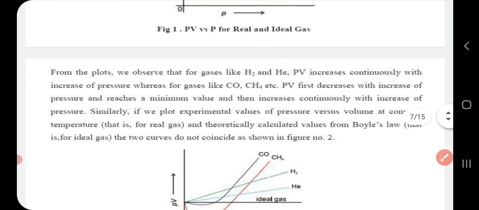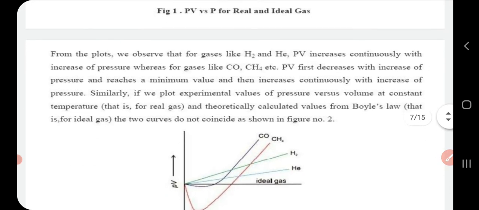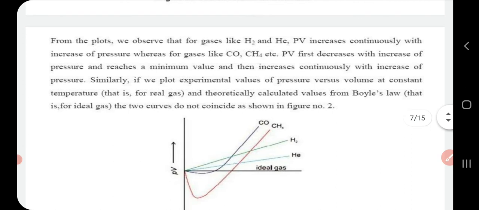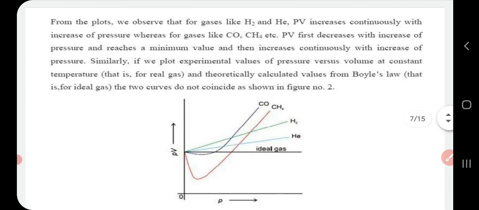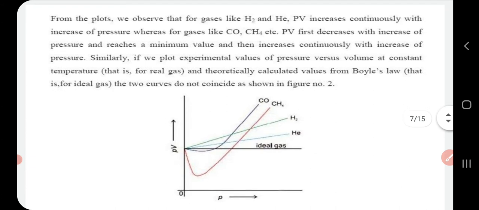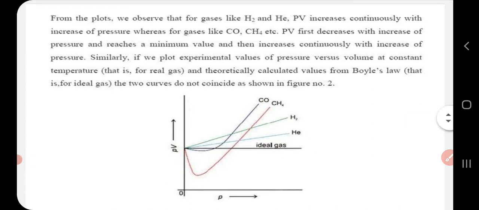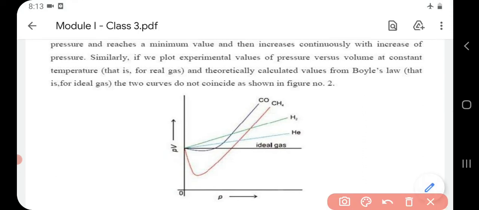So from these plots we observe that for gases like hydrogen, helium, etc., PV increases continuously with increase of pressure. It is very clear from here. Whereas for gases like carbon monoxide, CH4, etc., which is shown in this figure, what happens to PV? It first decreases, you can see a dip here, and then it increases.